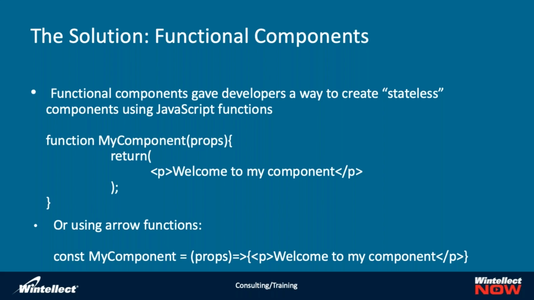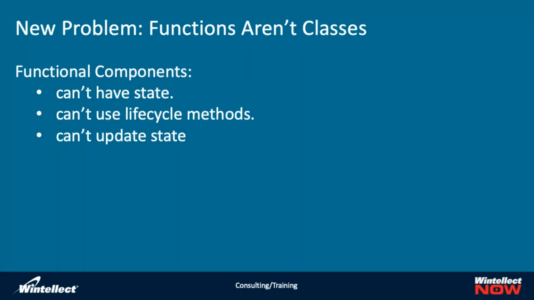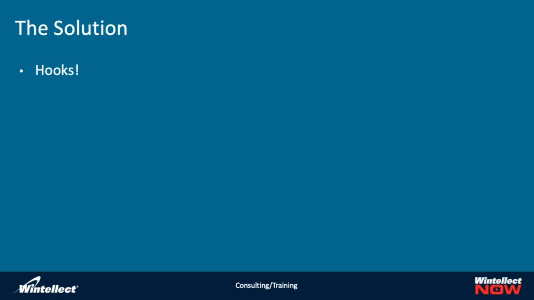So this was developed to render what we call stateless components, components that don't have any state, that don't have side effects. They're simply displaying user interface. And so up until React 16.8, which came out last spring, a functional component wouldn't have been able to do that simple counter application that I just built. Because functions aren't classes, functional components can't have state, they can't use lifecycle methods, and they can't update the state. And so this is where this idea of hooks came in.